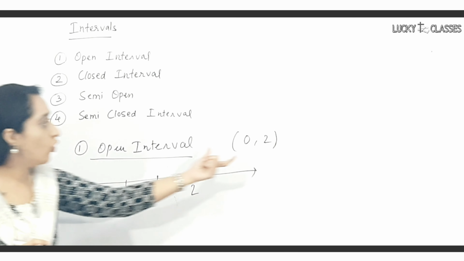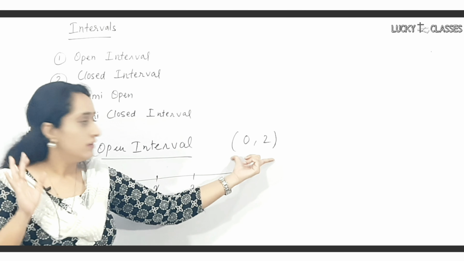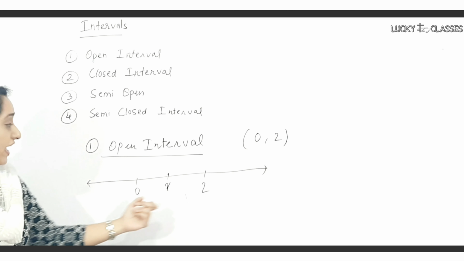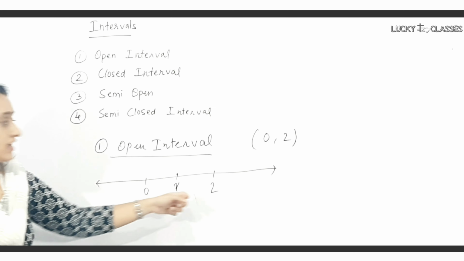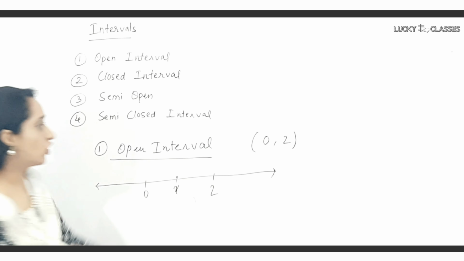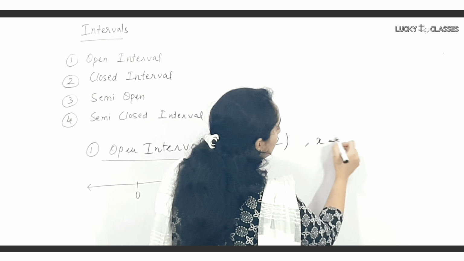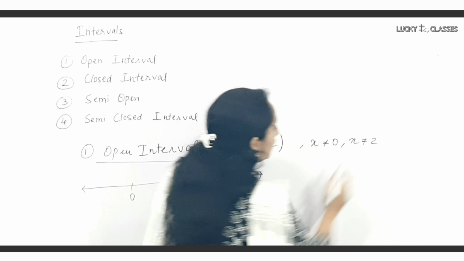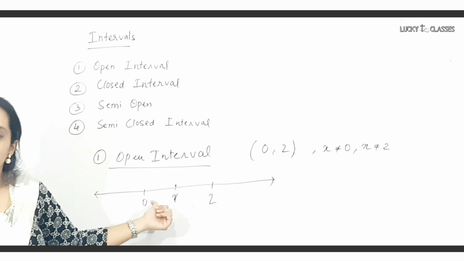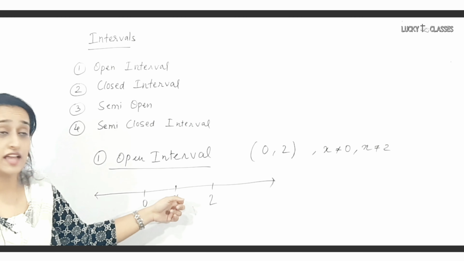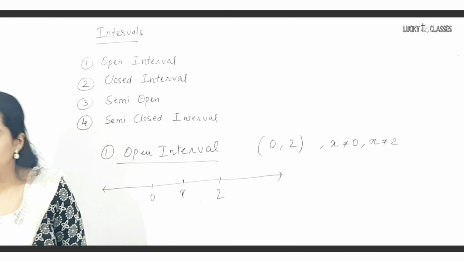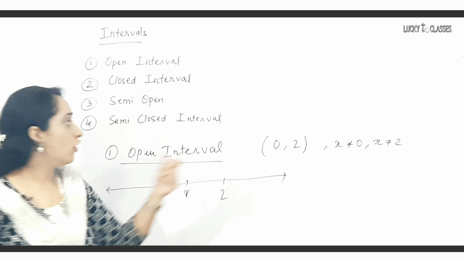Okay, now what does open bracket indicate over here? Now, x can take values between 0 and 2, but x is not equal to 0 and x is not equal to 2. Okay, x is not equal to 0 and x is not equal to 2, and x lies between 0 and 2. For example, x can be 0.15, x can be 1.99999, but x is not equal to 2 in that case. Understanding? So that is your open interval.